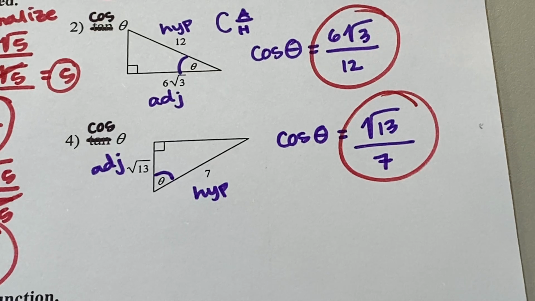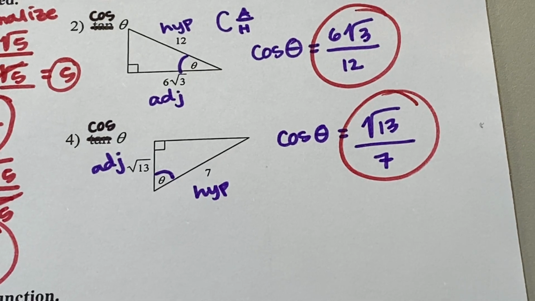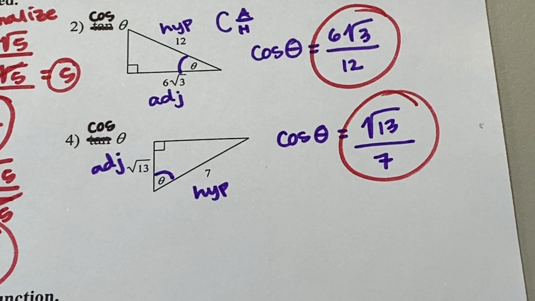Okay. Show me a fist to 5 on numbers 1 through 4. Just finding cosine, sine, and tangent of theta. Nice, nice, nice. I like it, I like it.